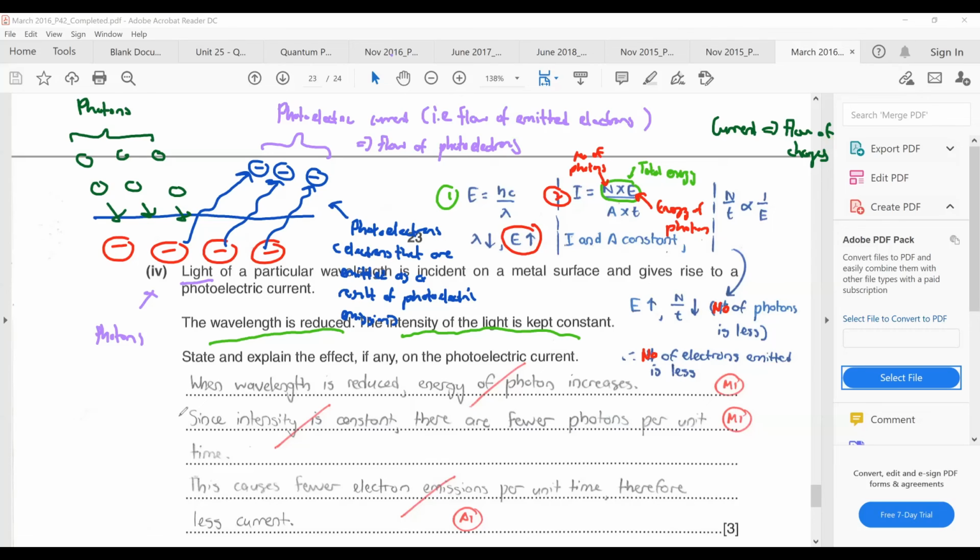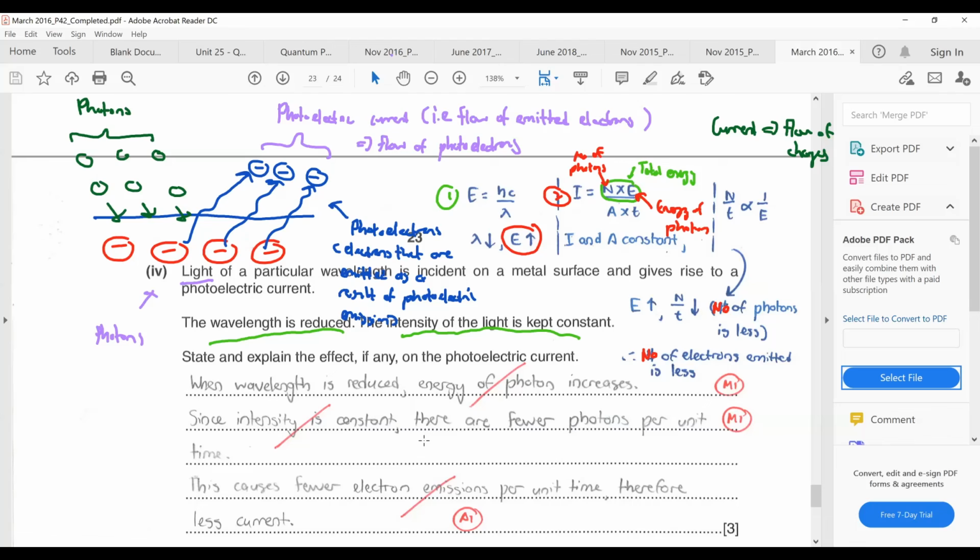Okay, so your answer looks like this. When wavelength is reduced, energy of your photon will increase, which is given by this. Since intensity is constant, there will be fewer photons per unit time, which is given by this. This in turn causes fewer electron emissions per unit time, therefore there is less current. Okay, so that part is okay.